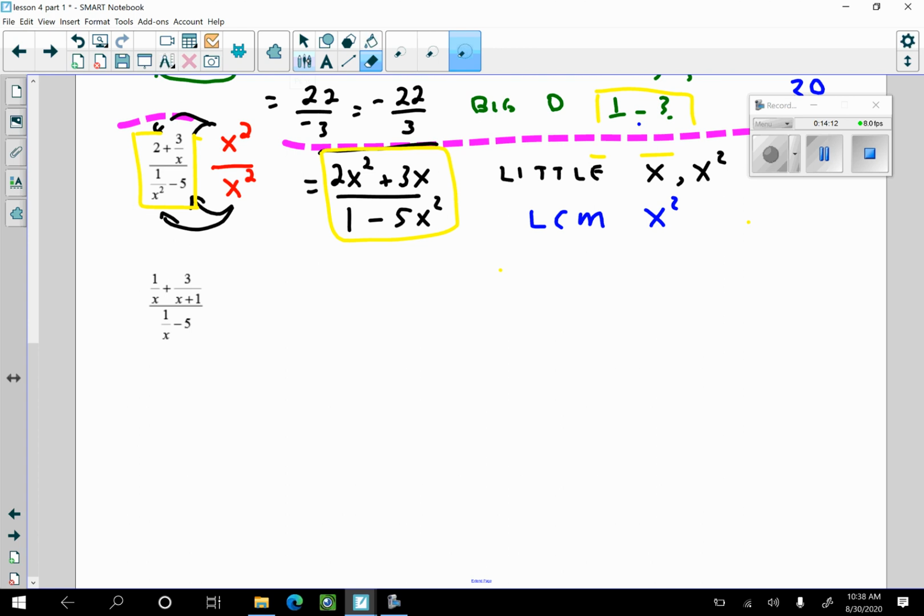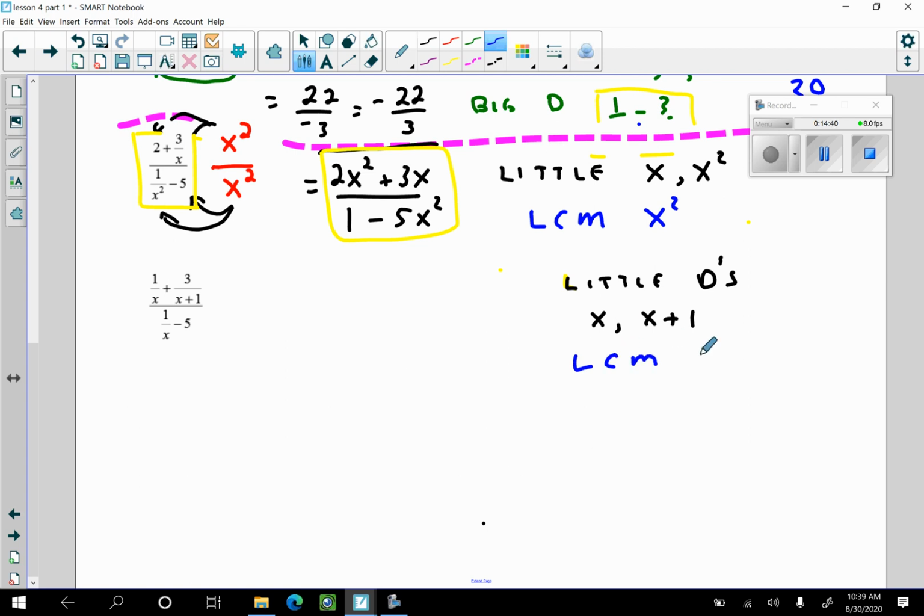All right. So now I have, what are the little denominators? Let's look at the little denominators. The little d's. There's 2 little d's, x and x plus 1. We don't worry about this big denominator, just the little denominators. And what's the least common multiple, again, of these? These are both prime, so the least common multiple is going to be x times x plus 1.